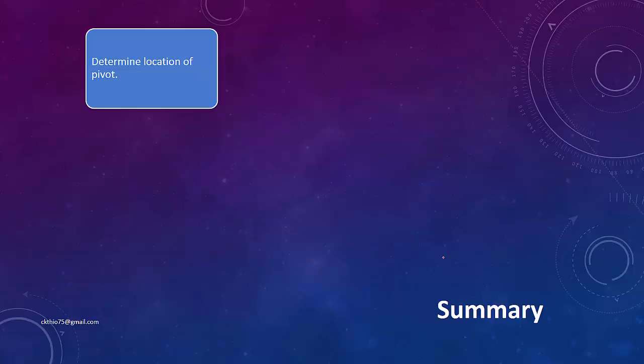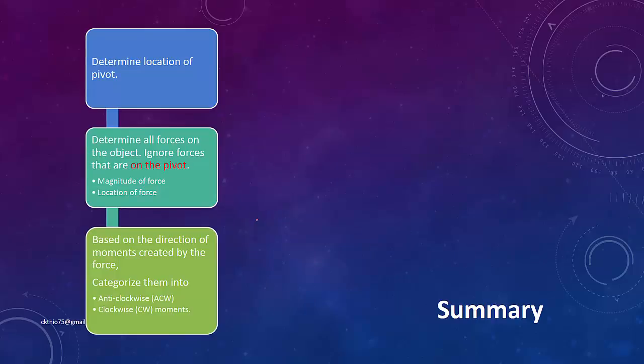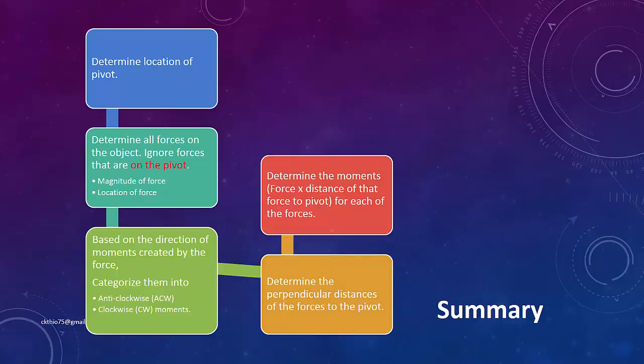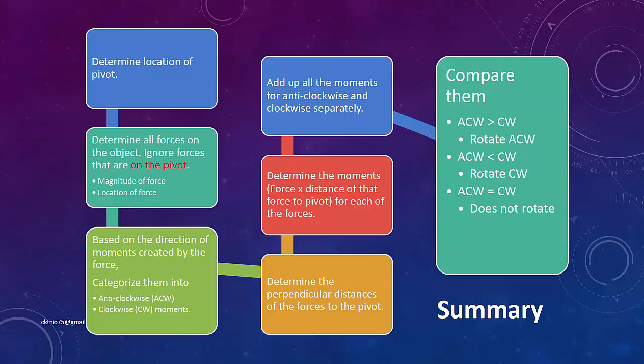So this is a summary. Determine location of pivot, determine the force, and categorize the force into anti-clockwise and clockwise. Determine the perpendicular distance of the force to the pivot. Determine the moments. Then add up all the anti-clockwise and clockwise separately and compare them. And these are the 3 cases that are possible.